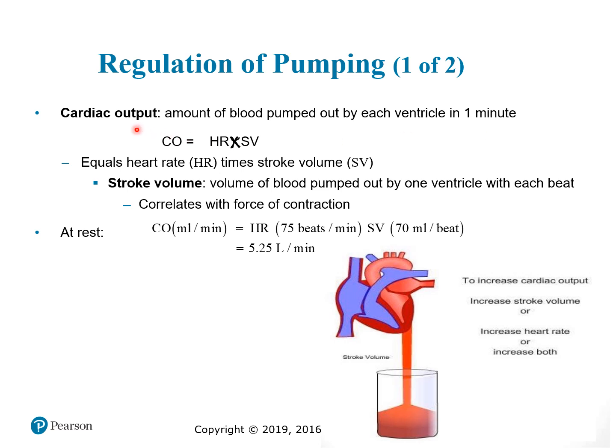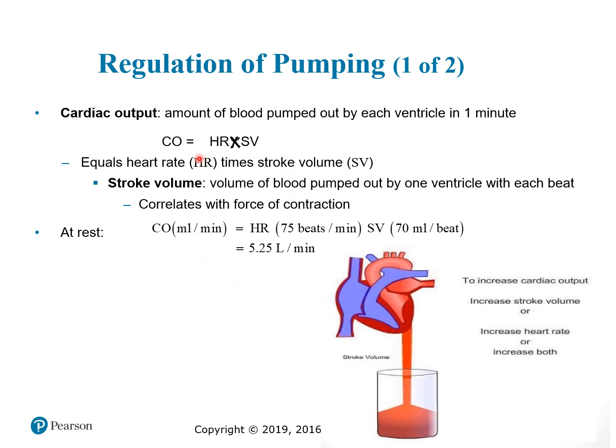1 minute. And cardiac output we calculate as heart rate into stroke volume. You have to learn this formula. And heart rate is like 75 beats per minute, and stroke volume is 70 milliliters per beat. So the cardiac output comes to be 5.25 liters per minute.